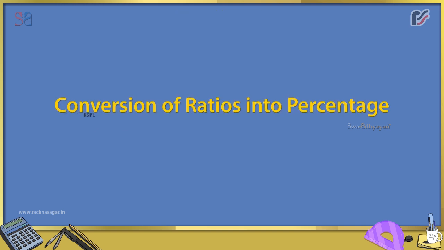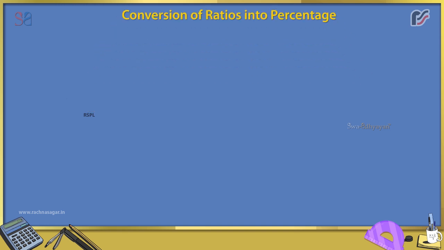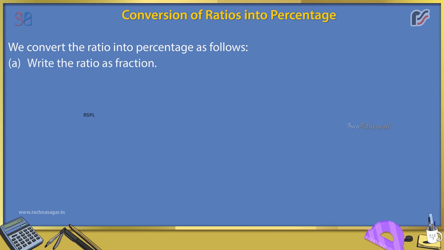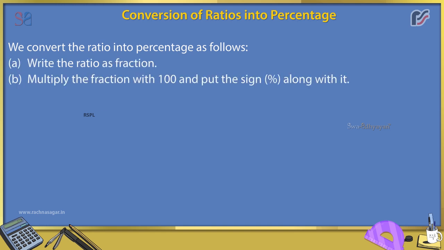Conversion of ratios into percentage. Convert the ratio into percentage as follows. A. Write the ratio as a fraction. B. Multiply the fraction with 100 and put the percent sign along with it.